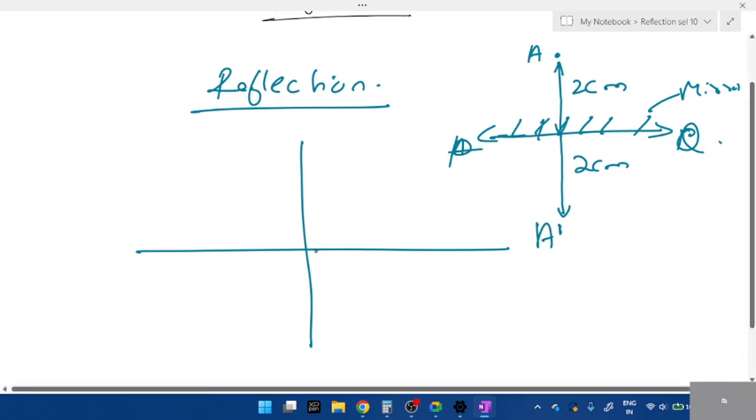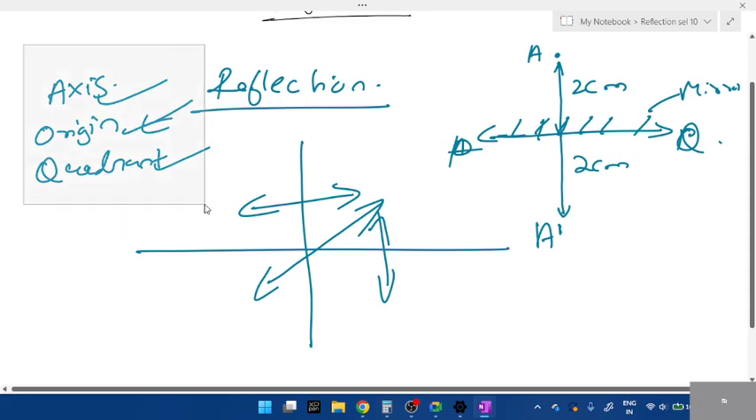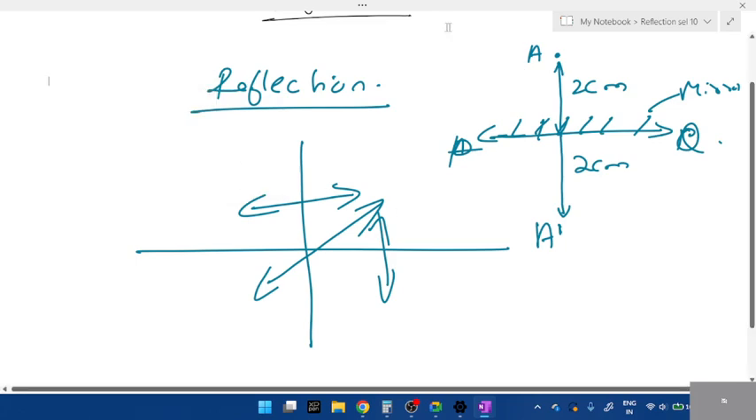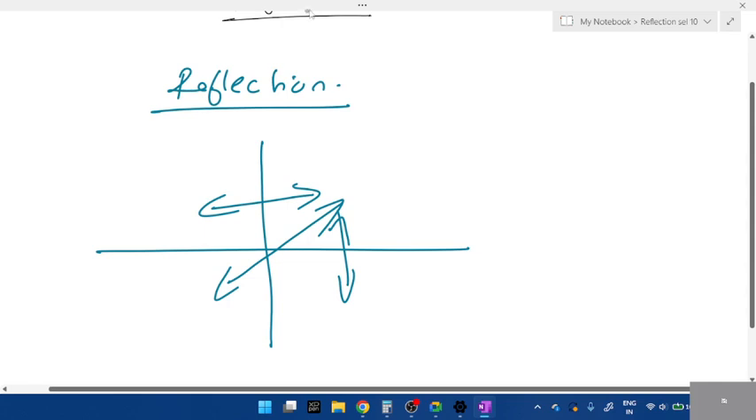And reflection can happen anywhere, opposite to the x-axis, opposite to the y-axis, opposite to the origin. Okay, so reflection is also based on three types. One is they'll ask reflection on the axis, they'll ask reflection on the origin, reflection on the quadrant. These are the three types of questions. Understood what is reflection? That's it. Basic concept. Remember, distance is the same, students. Distance is the same.